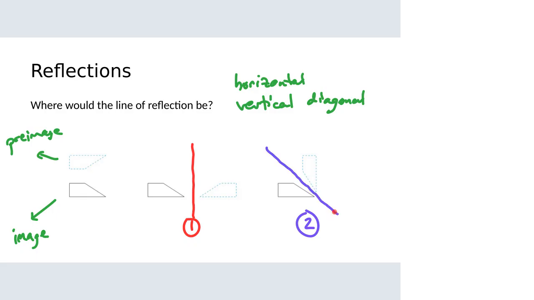If you're not sure where the line would go, remember how we do this. Perpendicular, same distance. Perpendicular, same distance. Perpendicular, same distance. Okay, yeah. So this is where my line of reflection would have to be.